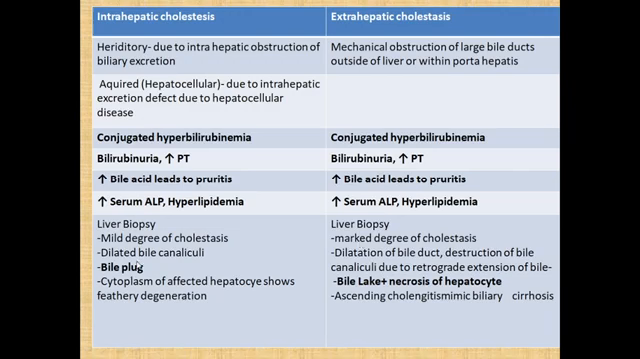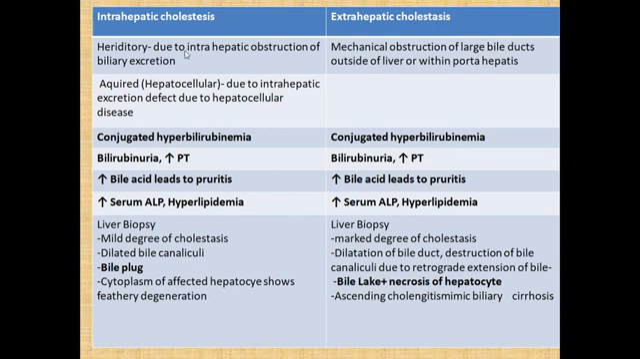There are dilated bile canaliculi and bile plug formation. These bile plug formations lead to feathery degeneration in the affected hepatocytes, and they are mostly seen in the periphery of the lobules. But in extrahepatic cholestasis, due to bile stasis, these bile lakes are seen, and necrosis of hepatocytes leads to ascending cholangitis mimicking biliary cirrhosis.